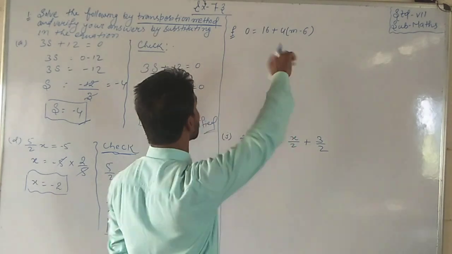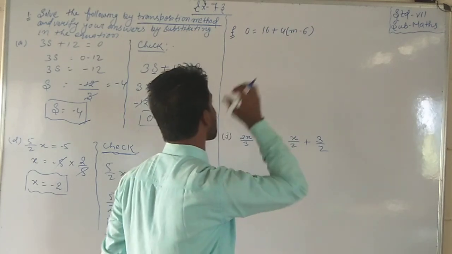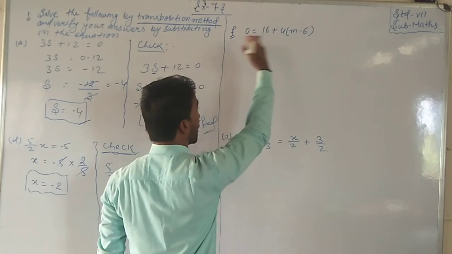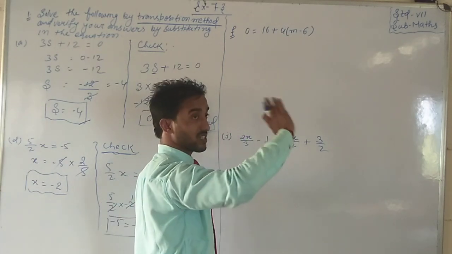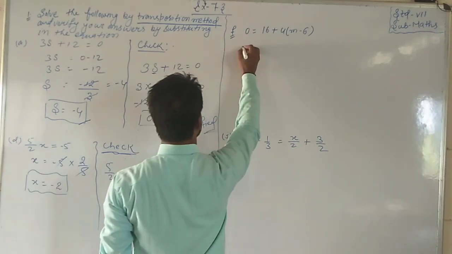See, 0 is equal to 16 plus 4(m minus 6). Now students, we can see in these questions already 0 is given in the LHS and the equation is given in the RHS. So don't worry about it. This side has no issue. Just mention it as it is given.